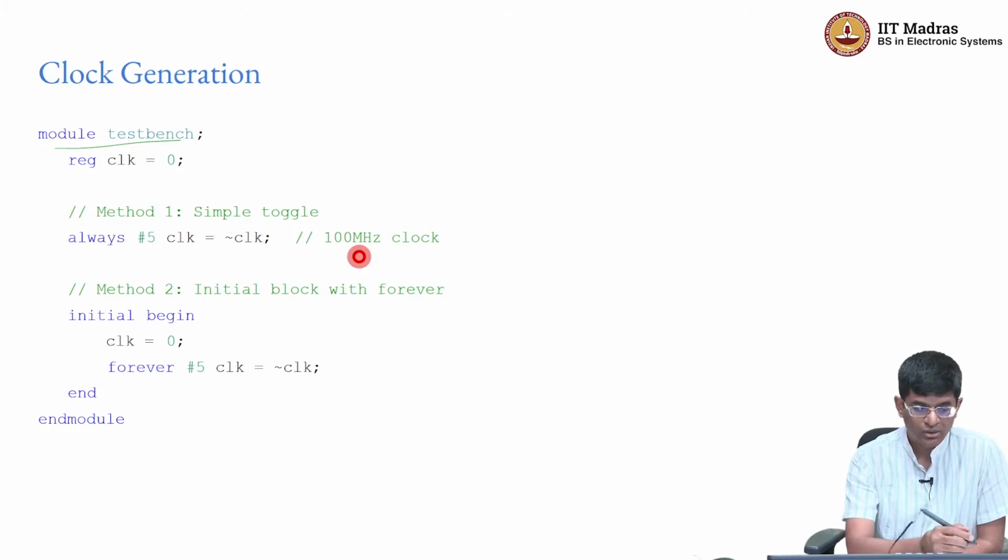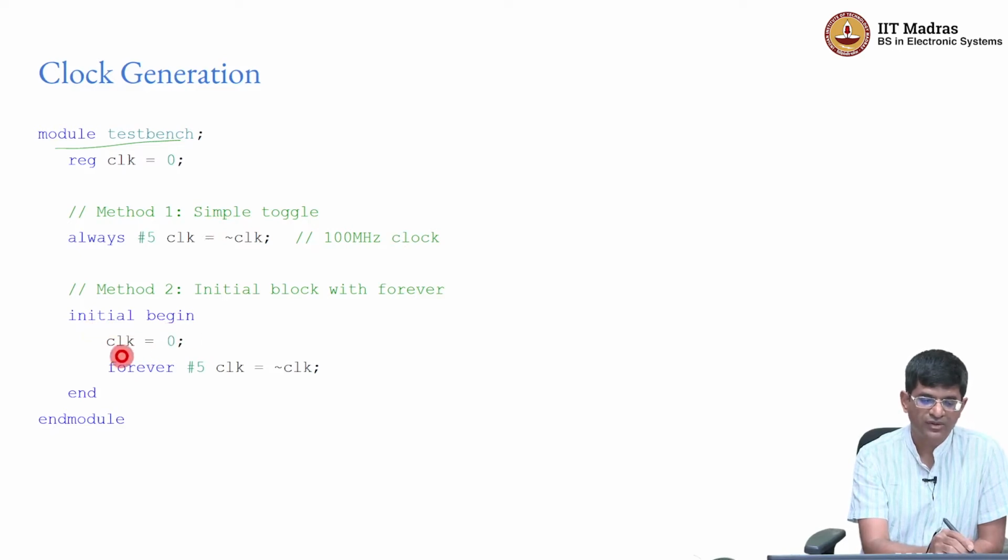Now, there's one problem with this always block: how do I make sure that the clock value starts from 0? For that, we need a separate initial block in which we say clock is equal to 0 to start with. Once again, initial blocks are fine in test benches; they don't make sense in synthesizable hardware, at least not in general, but in a test bench it's perfect. You can set clock equal to 0.